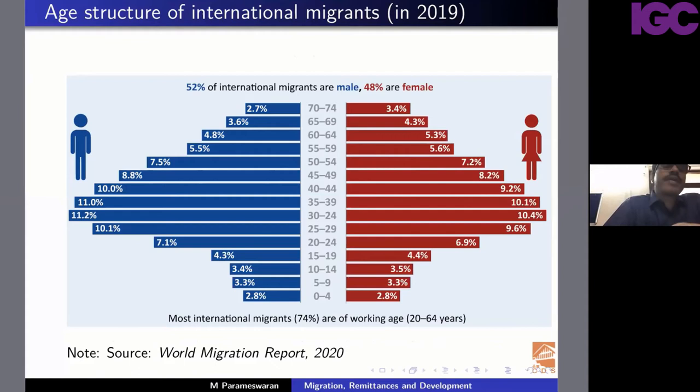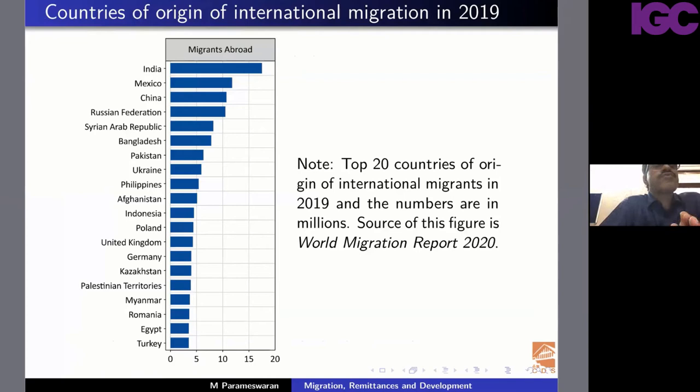Now look at the countries of origin of international migration. The major source is India. We are presenting only the top countries of origin of international migrants in 2019, and the numbers are in millions. India is the first, then Mexico, China, and so on. You can also see these are countries where population density is very high, or more populated countries.